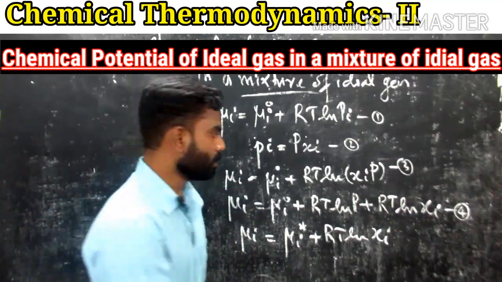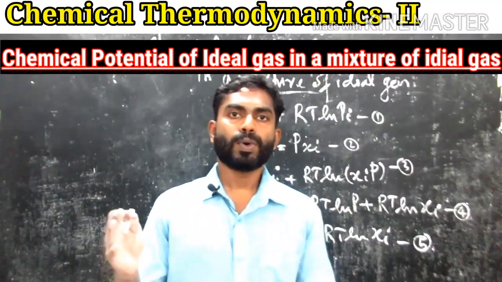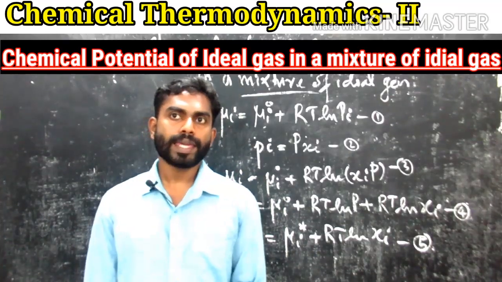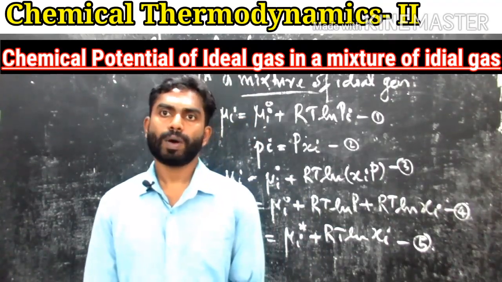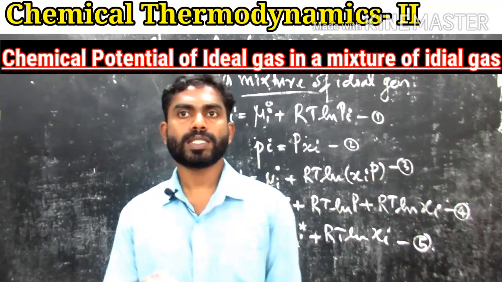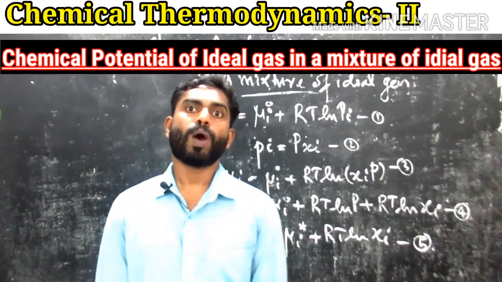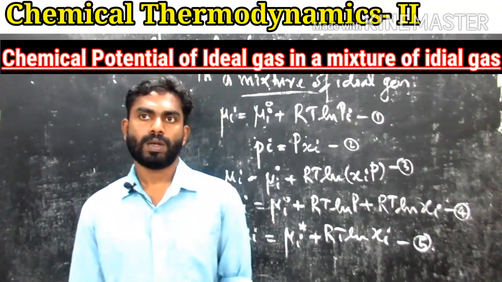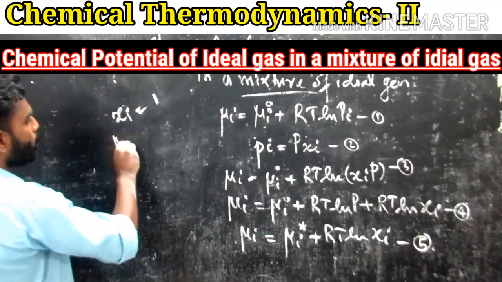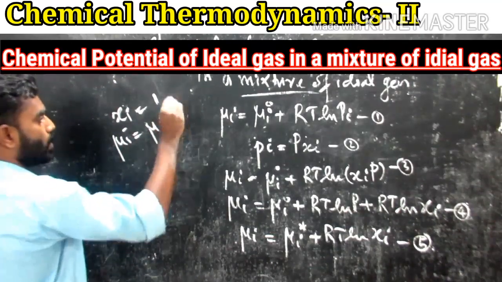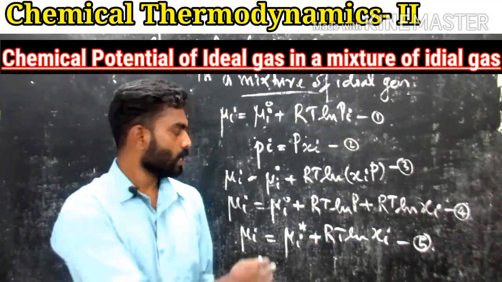Okay, equation 5 gives the chemical potential mu I of the component gas I in a mixture at temperature T Kelvin and a total pressure P bar. It can be seen that when Xi is unity, when only the pure component I is present, mu I is equal to mu I star, which is exactly what we said just before equation 5.